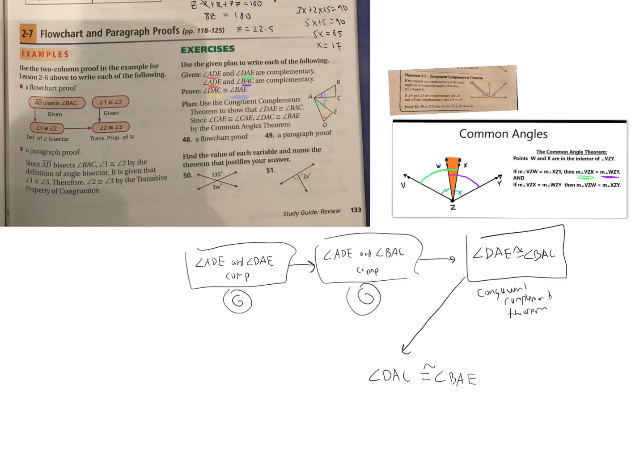Now, once again, DAC is the yellow. That's congruent to this blue. And that's because we already established that the green is equal to the purple. Okay, so the green is equal to the purple. We established that this green is congruent with the purple, right?